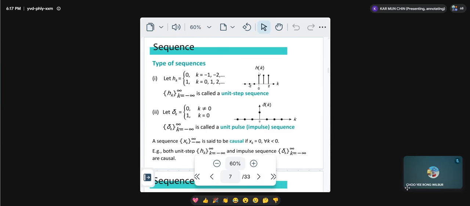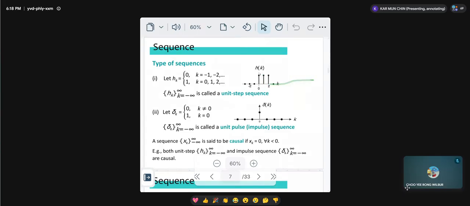Let's say the value equals 0 or 1. When it's 0, the k equals -1, -2, and so on. So -1 is here, and -2 is smaller than -1, and so on. We keep counting to the left side. It means that the left side will all hold the value 0. For 1, it starts from 0, 1, 2, and goes to infinity.